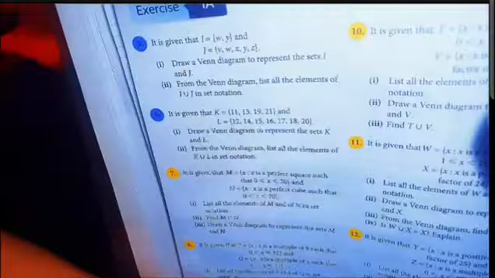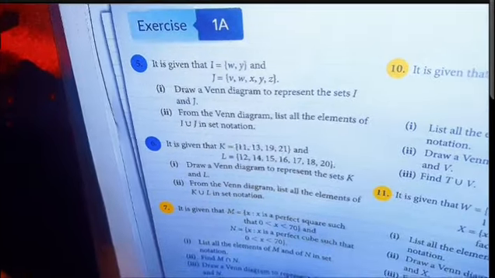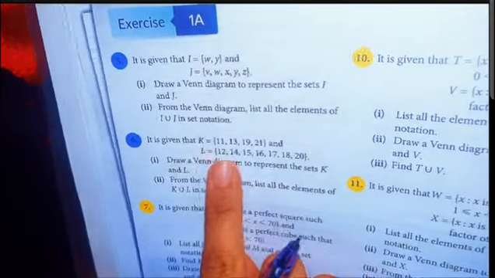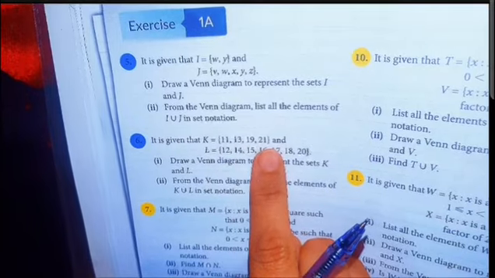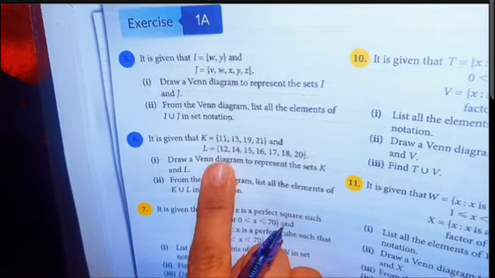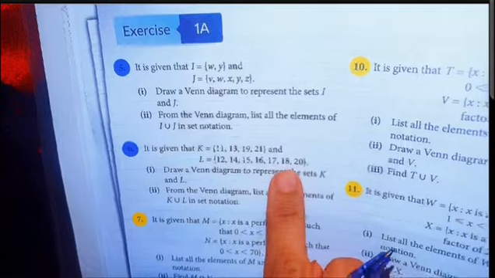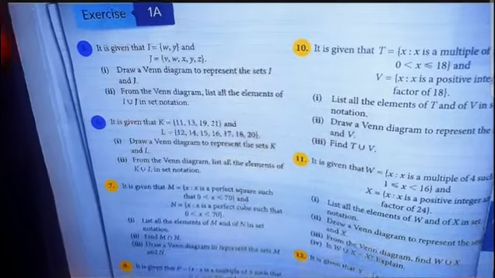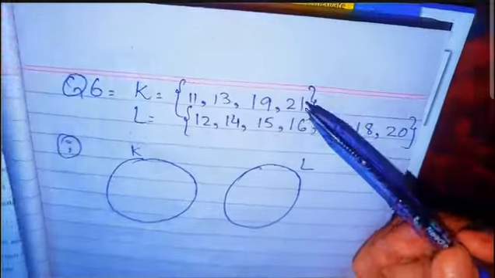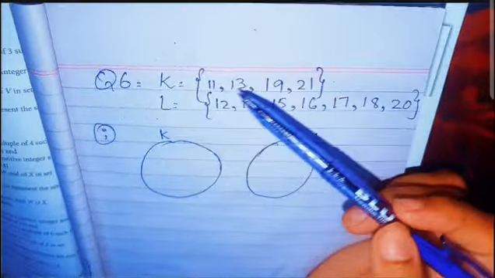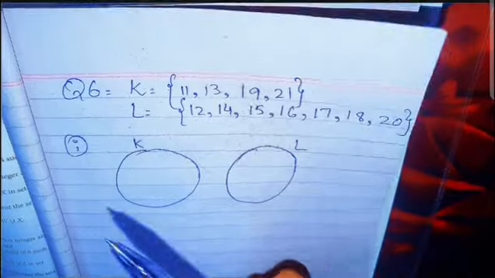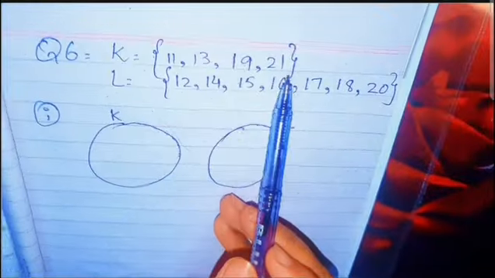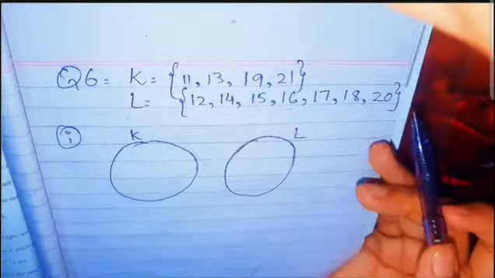Now move to question number 6. Here it is given that K is equal to {11, 13, 19, 21} and L is {12, 14, 15, 16, 17, 18, 20}. Draw a Venn diagram to represent the sets K and L. So I have written the elements of sets K and L. These are 11, 13, 19 and 21, and these are the elements of set L.